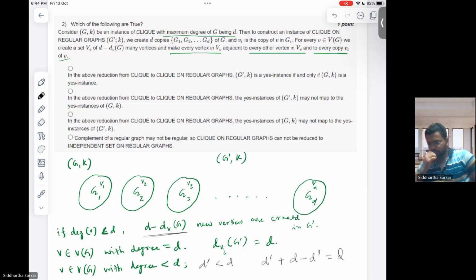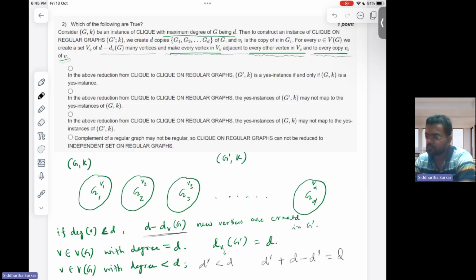Now consider one of the d minus d_v(G) vertices that we have newly introduced. These new vertices are connected among themselves. They form a clique. That is what the description says: create a set V_B of d minus d_v(G) many vertices and make every vertex in V_B adjacent to every other vertex in V_B and to every copy V_i of v.